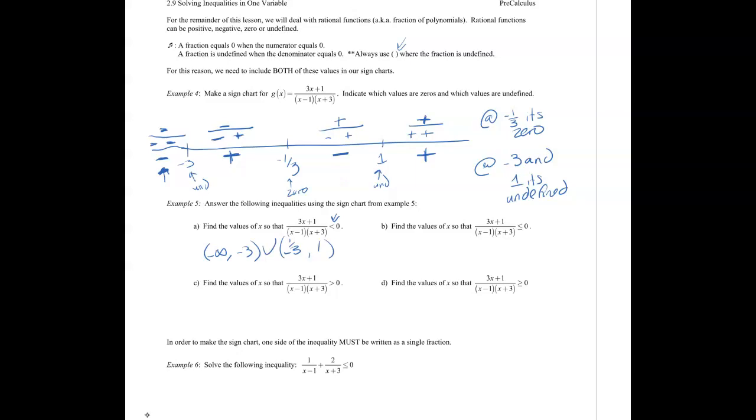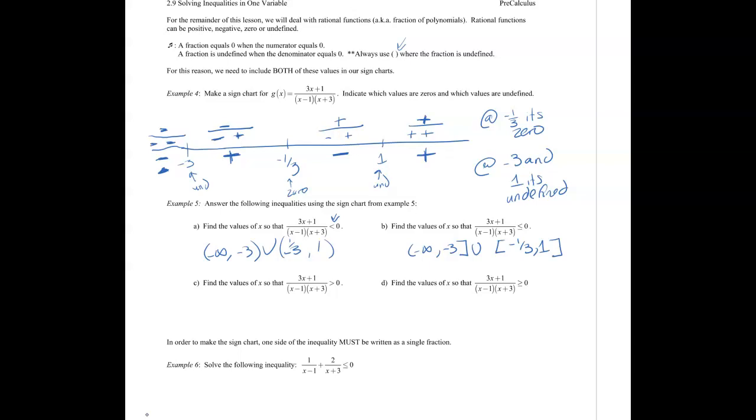The next part says, where is that whole thing less than or equal to 0? Well, that would be from still negative infinity to negative 3, but this time I can actually include negative 3, union with negative 1/3 to positive 1, and again, this time I can actually include it because that's where my graph is going to cross from being positive to negative and negative to positive, depending on which one you're looking at.